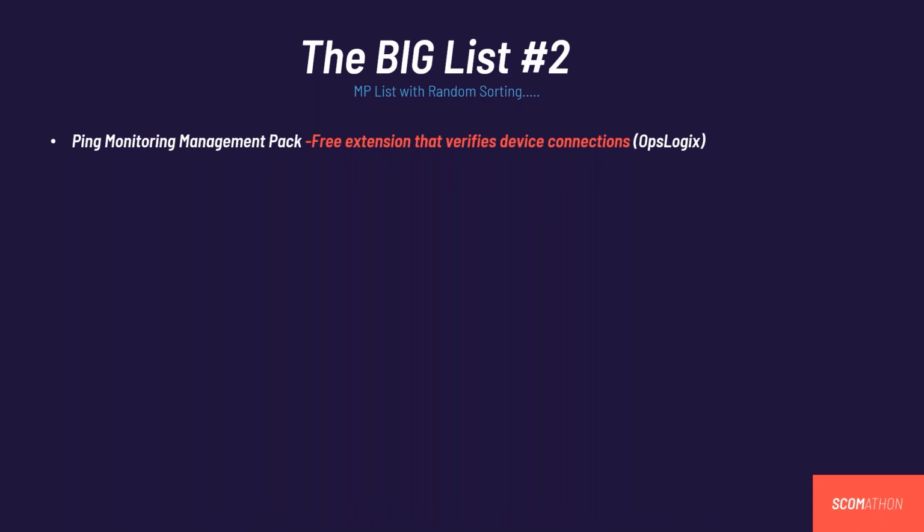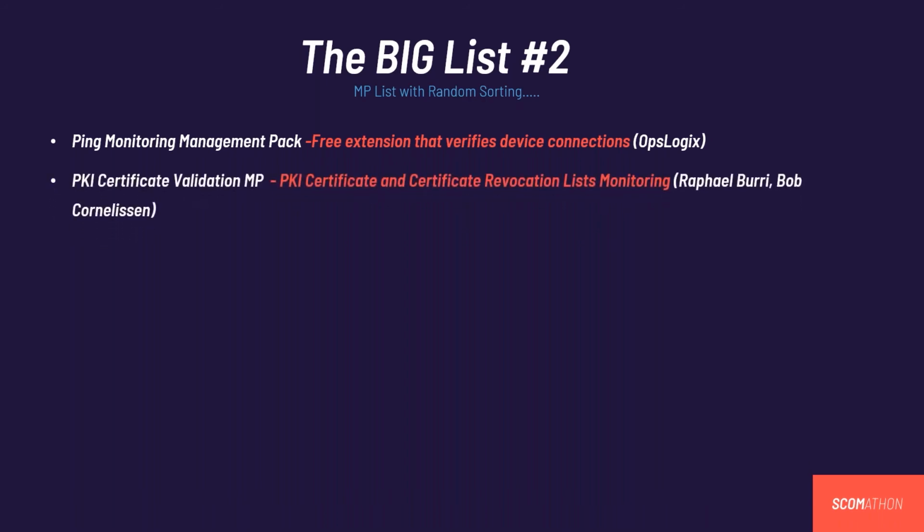The next thing would be the PKI certificate validation management pack. It's the only solution which monitors the expiry date and, altogether, the validity of the certificates in the stores of your agents. It's a solution developed initially by Raphael Bodi, a Swiss guy, and in the latest version also supported by Bob Cornelissen, who did a lot of stuff on it. And this one I'm using almost everywhere. So if you don't have it and don't know it, get to know it.